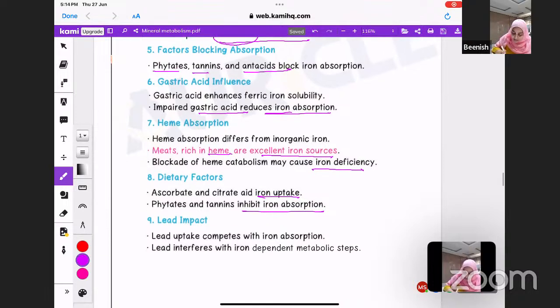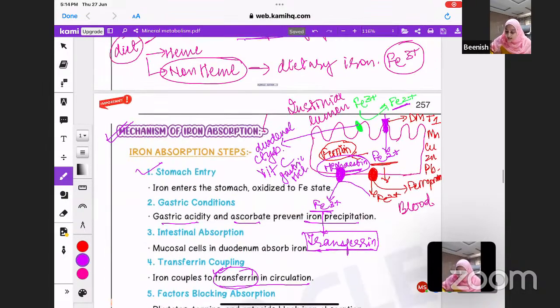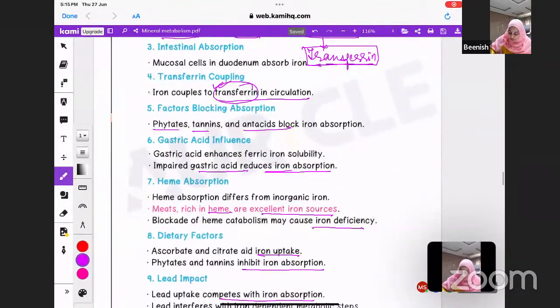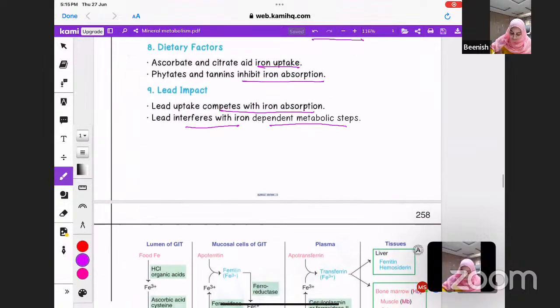Then lead impact. Lead uptake competes with iron absorption. So lead interferes with iron dependent metabolic steps. Now it is very clear why, because I told you that the enterocytes have DMT, that is divalent metal transporter. So not just is it transporting Fe2+, but it is also transporting other divalent metals. So in case of lead poisoning, this lead is going to compete with iron. Therefore, it is going to lead to iron deficiency.